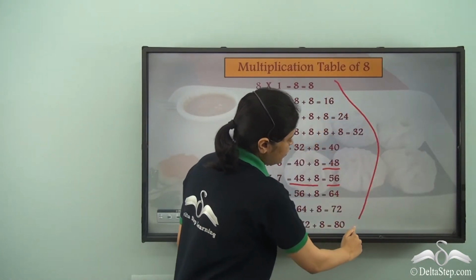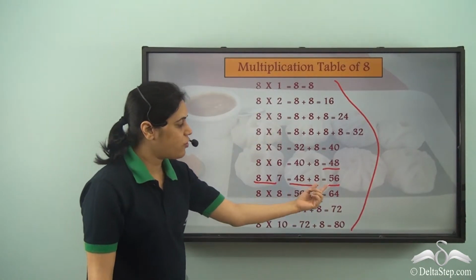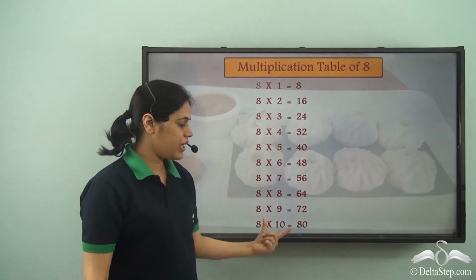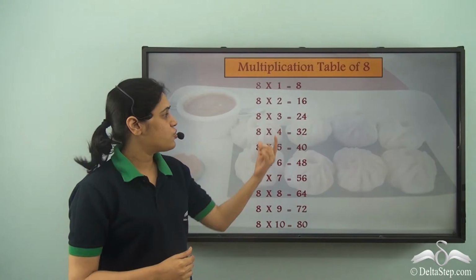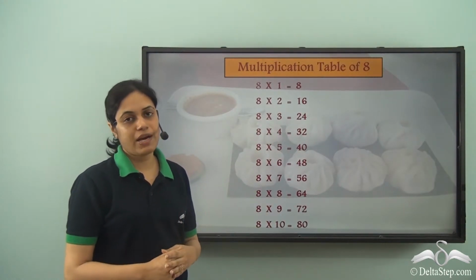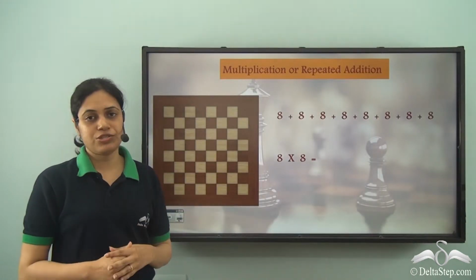But we need only these numbers. This is simply how we have got these numbers. So the multiplication table of 8 is this. So write this multiplication table and remember it by heart. And now coming back to our question.